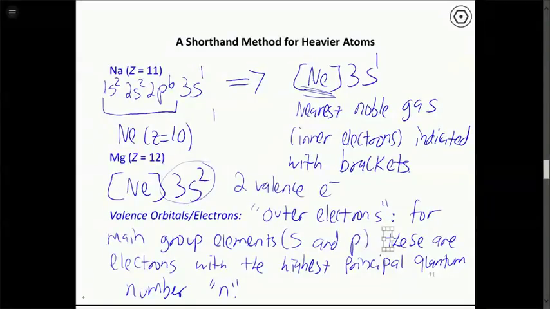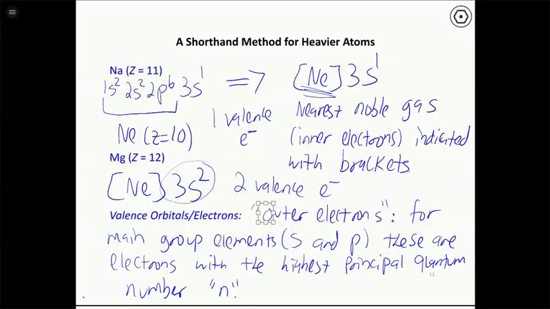Sodium would have 1 valence electron. It's just that last 3s electron that is considered valence. The rest of these are what we call core electrons. So they're the electrons that occur beyond the noble gas core, and they're not the ones that are most important for determining the chemistry of that element, as we'll see in more detail later. Okay, so that's a concept that comes out of the shorthand method, is recognizing which ones are the valence electrons.